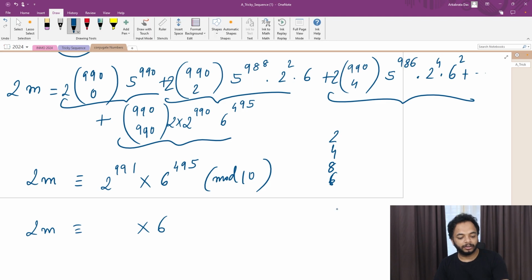Now if you divide 991 by 4, that means if you divide 91 by 4, the remainder is 3. If you want to divide any number by 4 and get the remainder, you just divide the last 2 digits, and that will give you the remainder. That is pretty simple, using the congruence relation. So now let's come to the main point: the remainder will be 3. 2 4 8 6, 2 4 8 6, and so on.